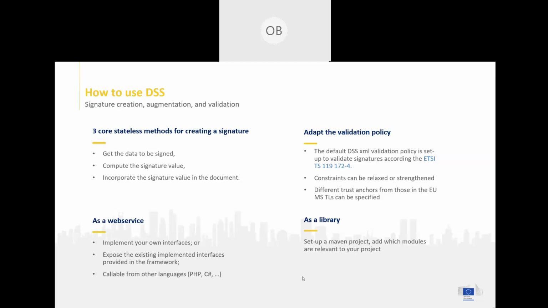The second thing that we will illustrate in the live coding sessions is the fact that with a validation comes a validation policy, meaning a set of rules to decide whether a signature is acceptable or not. You can configure that behavior. The default policy, as we said, is based on 119 172-4, the one for concluding on a qualified electronic signature and testing the qualified certificate status and these kinds of things. But this default DSS policy can be relaxed in some aspects for some constraints or strengthened, as Pierrick will show you.